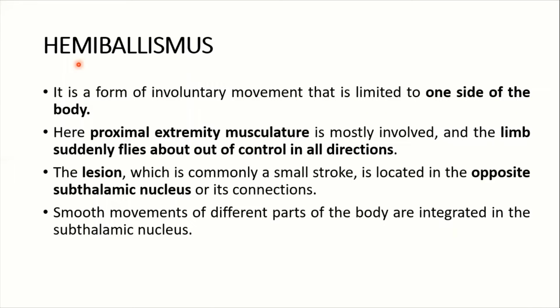Then is the hemiballismus. Hemiballismus is a form of involuntary movement that is limited to one side of the body. Here, proximal extremity musculature is mostly involved and the limb suddenly flies out of control in all directions, right? A sort of dancing movement. The lesion, which is commonly a small stroke, is located in the opposite subthalamic nucleus or its connections.